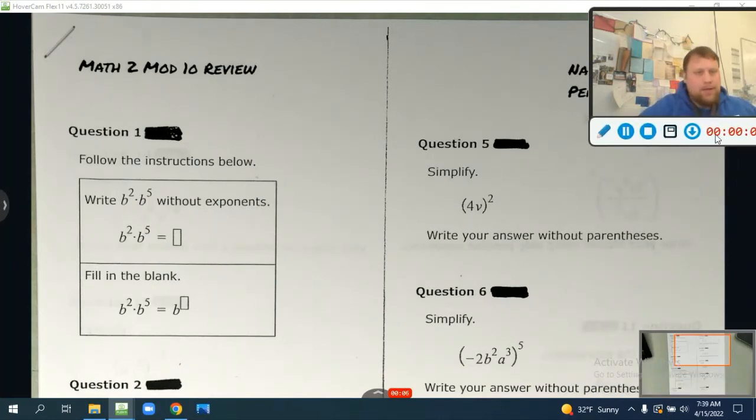We're going to talk about the Math 2 Module 10 review, the team test. Let's go through this. A lot of this is just working through your different laws.